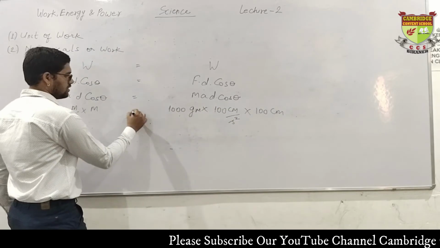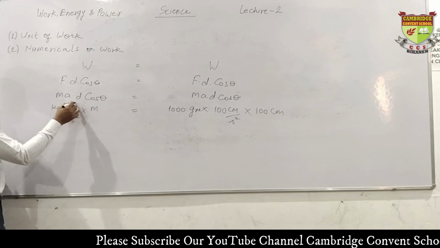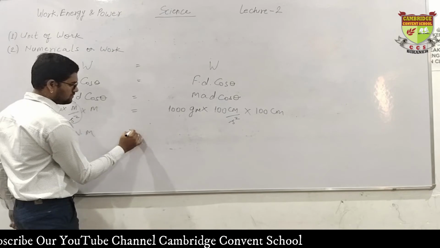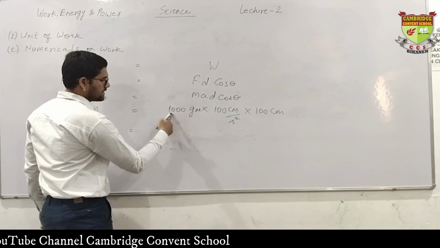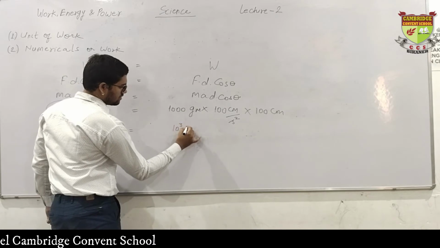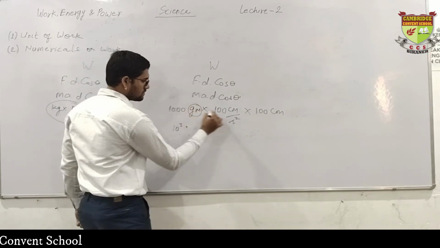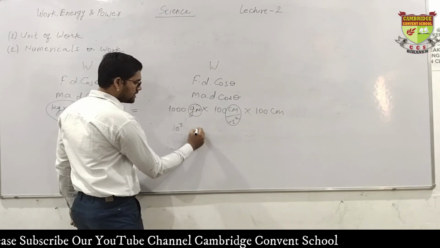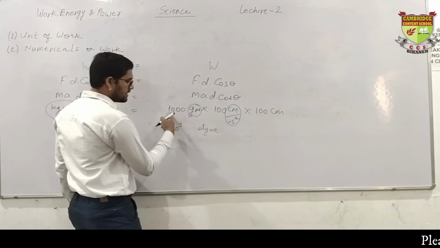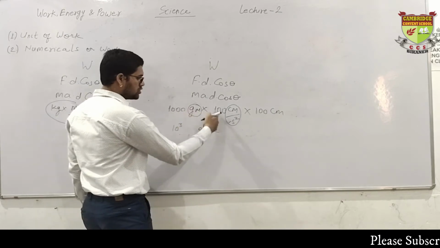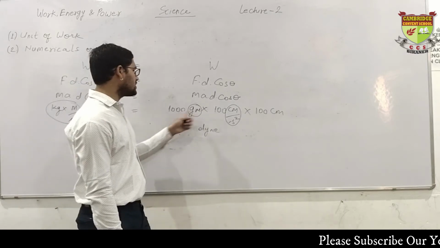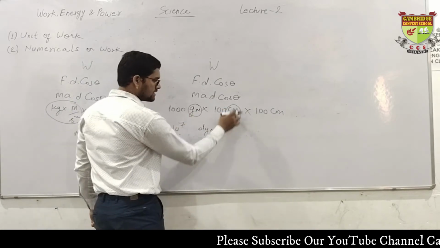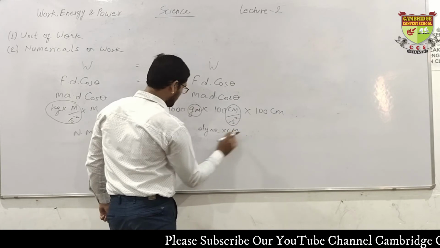Now see. This is Newton into meter. This is 10 raised to power 3 gram, centimeter per second square. Combine this. What will happen? This will be 10 raised to power 3, then 2 zeros. Total how many zeros? 3 or 2? 5 and 2? 7. So 7, and this is dyne and this centimeter.